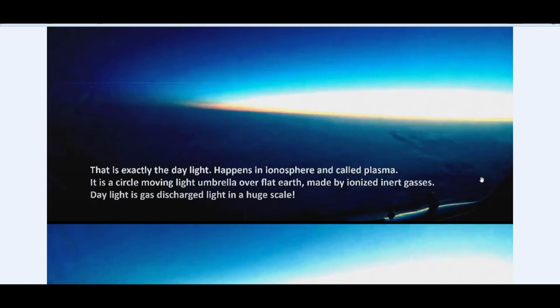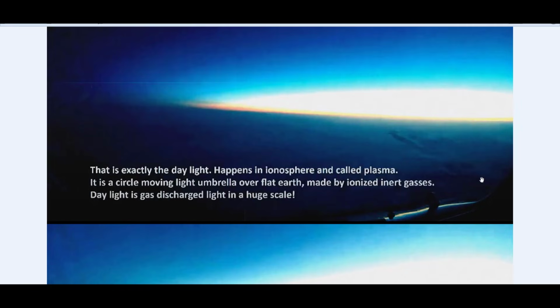So it's called plasma. It is a circle moving light umbrella over the flat Earth made by ionized inert gases. That's what we call daylight, and it depends on the colors. So the colors we see in the sky at sunrise and sunset depends on the type of gas that reacts with the electromagnetic source of light of the sun. And that's the reason why we have blue during the day, and we have pink, and we have orange, and we have purple, and we have red, and less red, and yellow. It depends on the angle and the day, at the time of the day, and the wavelength.